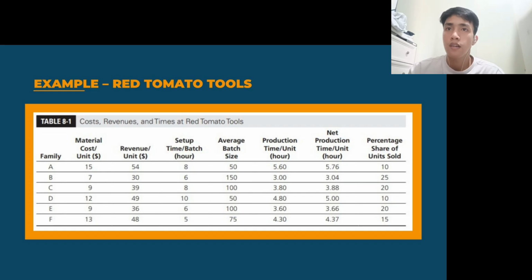Third is, this data helps create realistic aggregate plan. Kasi kung hindi mo isasama yung setup time or actual production time, magiging inaccurate yung planning mo. And lastly, ginagamit ito for decision making. Like, kung alin yung dapat i-prioritize, kung saan mag-i-invest, or kung saan magbabawas ng production. So this example shows how detailed data helps improve the accuracy and effectiveness ng aggregate planning.